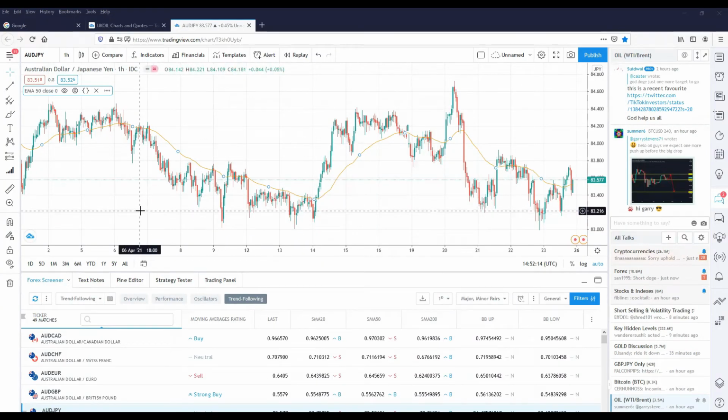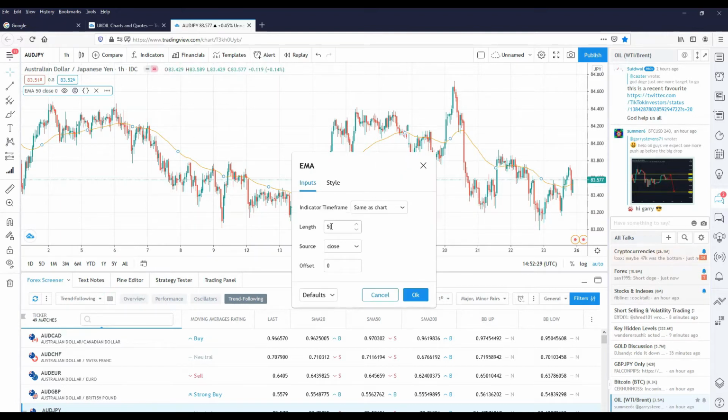So this is my chart here. This chart shows the price. The asset I am looking at is the AUD JPY, the Australian dollar Japanese yen. So what we have here is the moving average. If we go into settings, we can see it is a 50-point moving average.